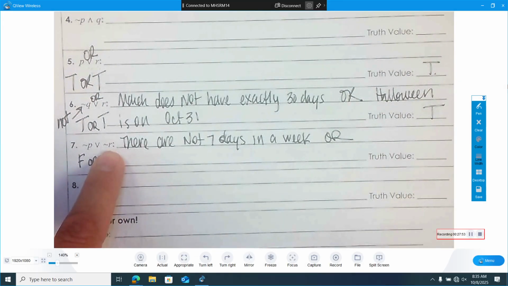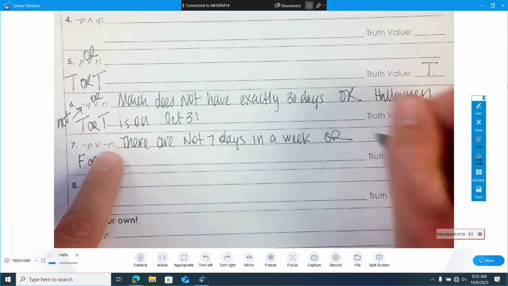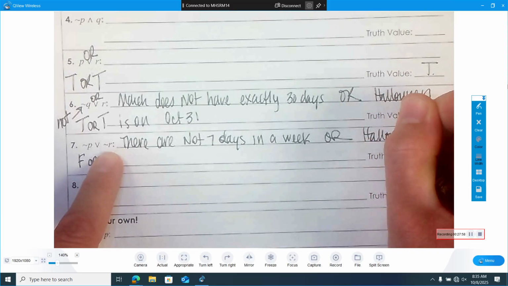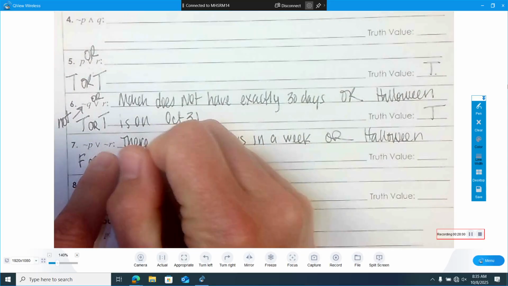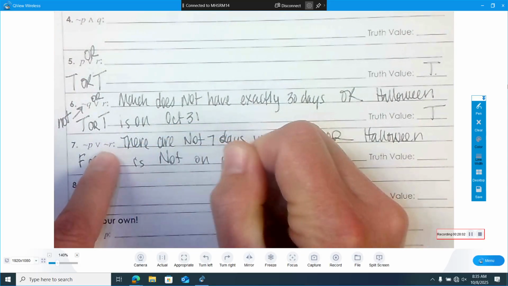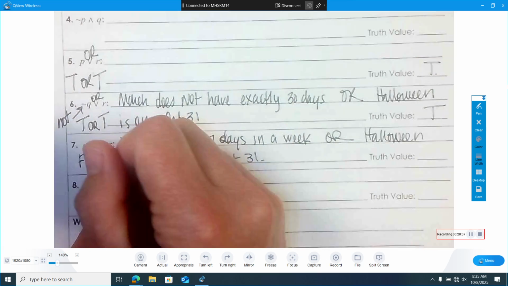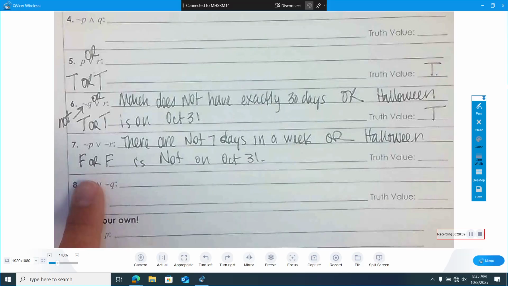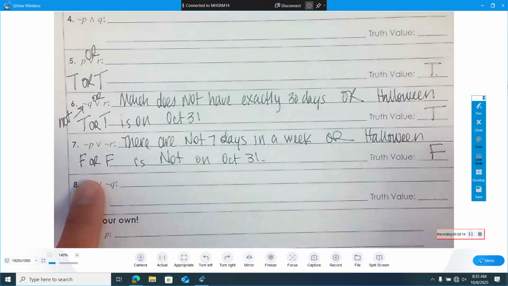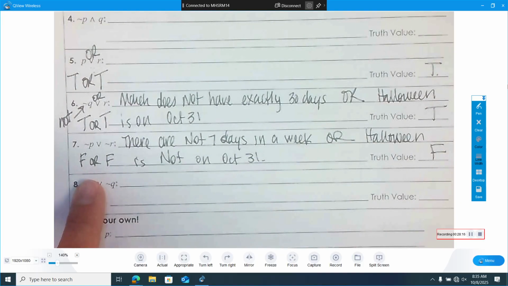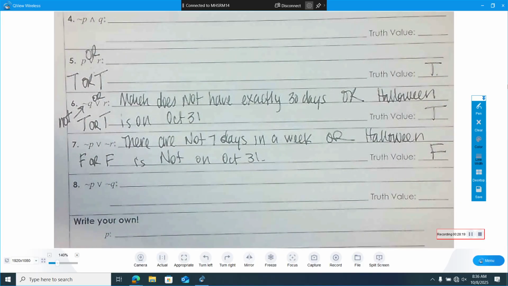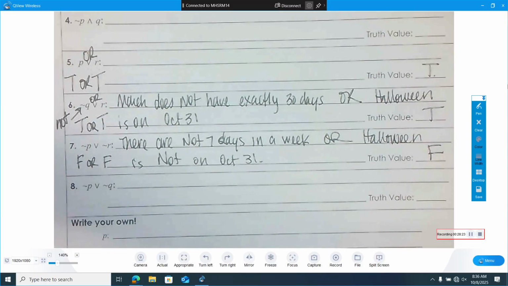And then, or let's see, not R. What would not R be? Halloween is not on October 31st. True or false? False. All right. The whole statement is false. Yes. On an or, at least one thing has to be true, and we don't have a true here anywhere, so it's definitely false. Okay?